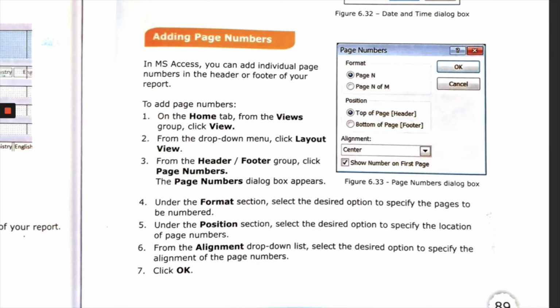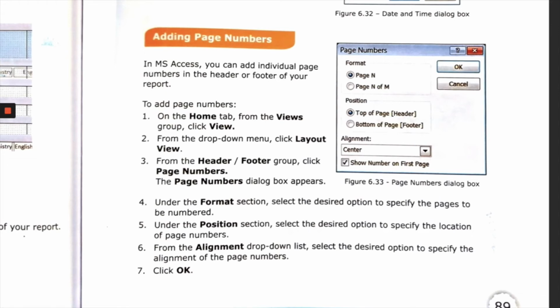The next one is adding page numbers. In MS Access, you can add individual page numbers in the header or footer of your report. To add page numbers, again, you have to click on the Home tab. From the Views group, click View. From the drop-down list, click Layout View. From the header and footer group, click the page numbers. The page number dialog box, which is shown in figure 6.33, appears.